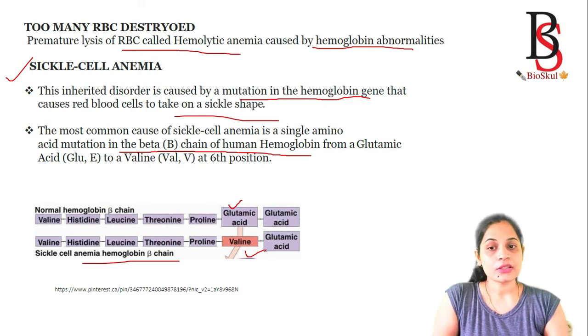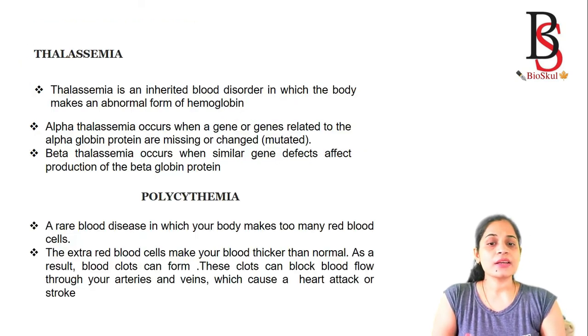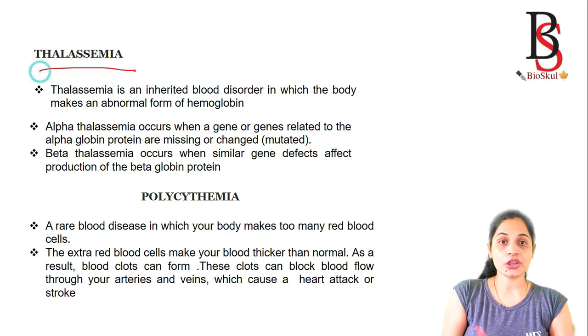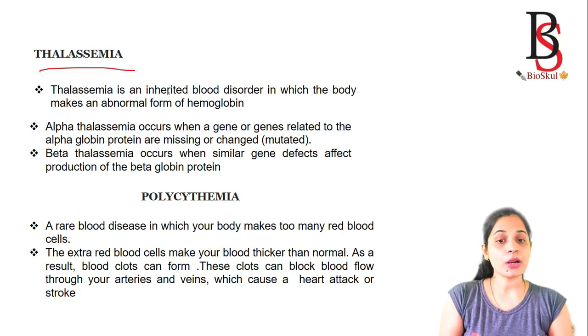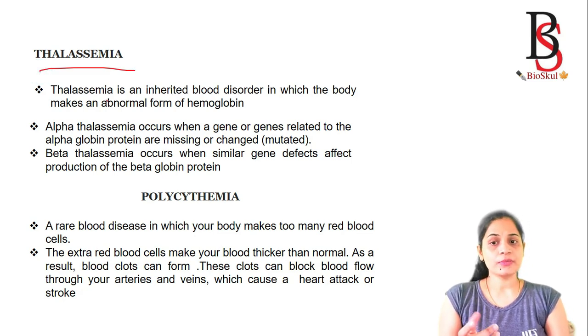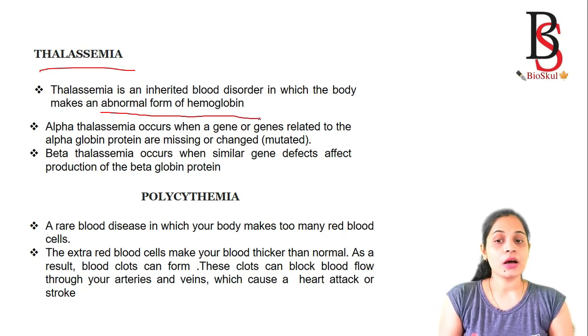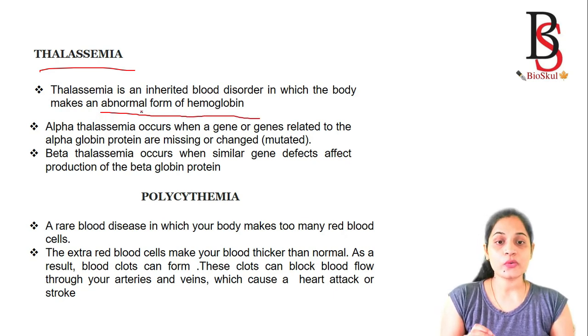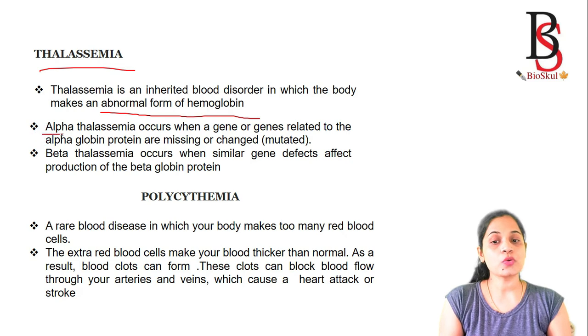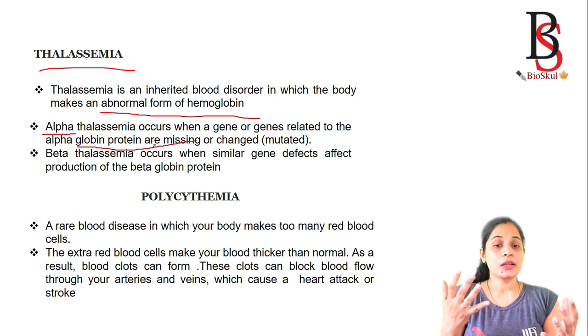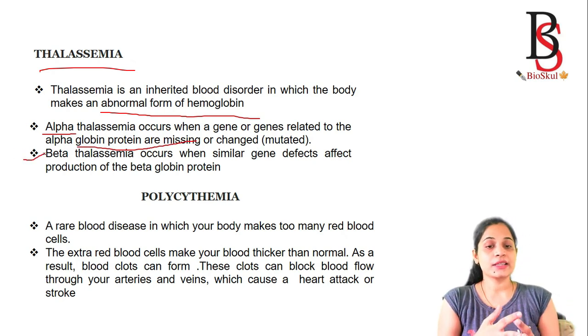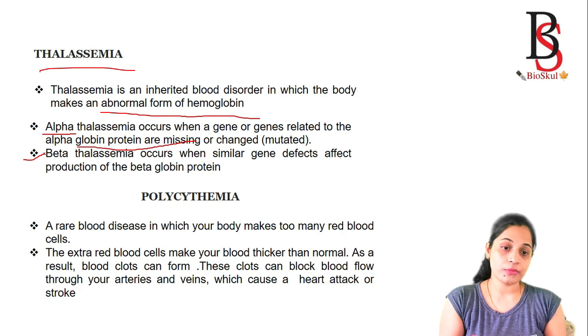And then another one is known as thalassemia. Thalassemia is also an inherited blood disorder in which the body makes an abnormal form of hemoglobin. There are two types of thalassemia. One is known as alpha thalassemia. It occurs when the genes related to the alpha globin protein are missing or changed. Okay. Similarly, beta thalassemia occurs when the genes related to the beta globin chains are mutated or have any defects.